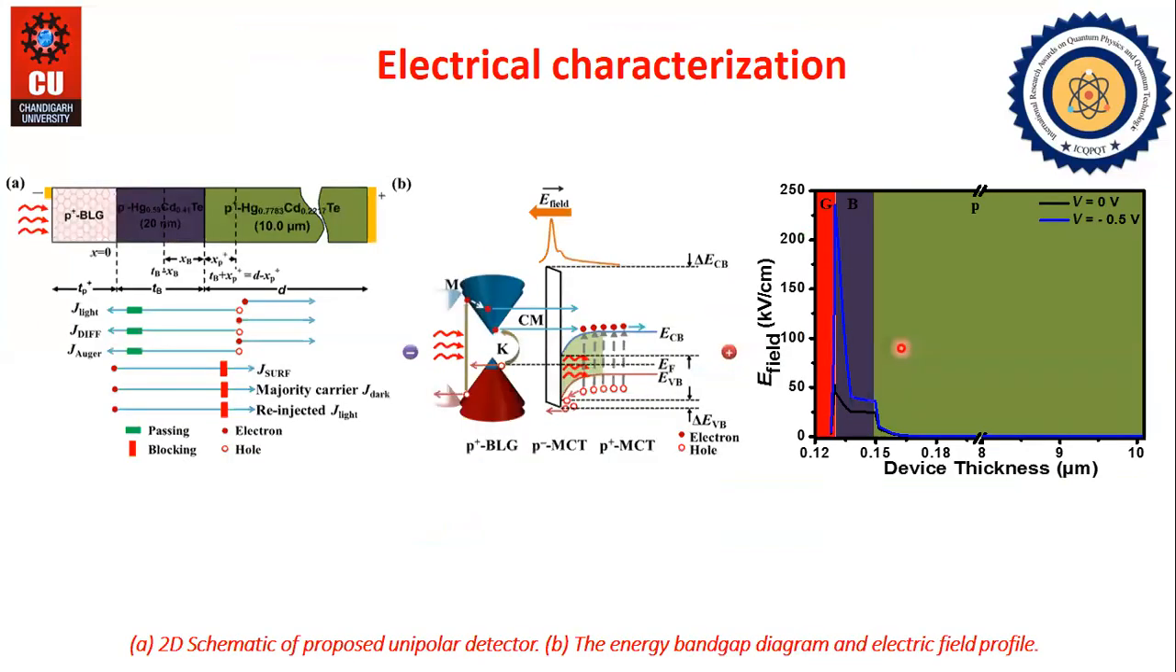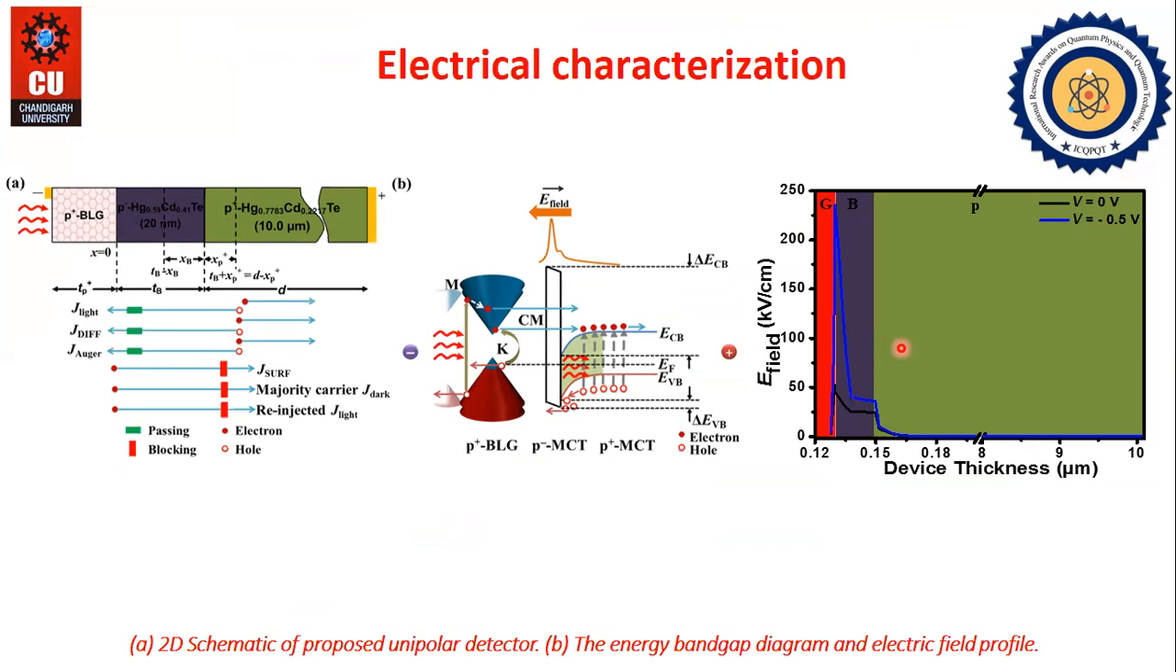Now moving to the electrical characterization, the proposed unipolar barrier detector is simulated by numerically solving the carrier current continuity equation and Poisson equation with suitable boundary conditions based on the Boltzmann transport model. In bilayer graphene, the semiconductor drift diffusion model is utilized to evaluate the carrier transport processes.